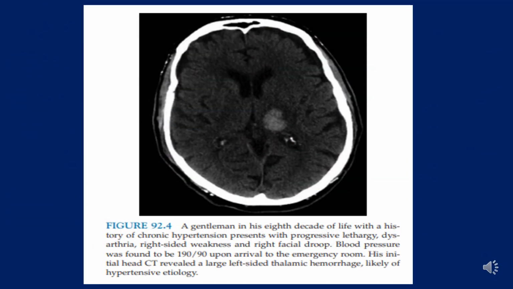Pause the video and carefully scrutinize Figure 92.4, illustrating a gentleman in his 8th decade of life with a history of chronic hypertension, presenting with progressive lethargy, dysarthria, right-sided weakness and right facial droop, before advancing to the next slide.